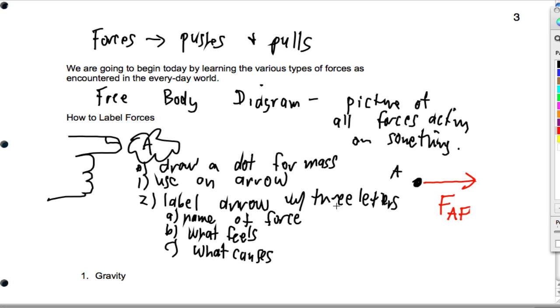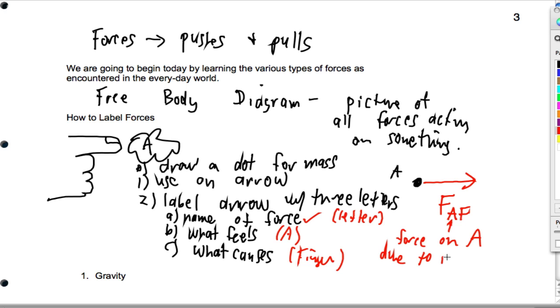So again, this is something you're going to have to memorize. You draw a point for the mass. You name the force with a letter. What feels the force, which is A. This blob A is feeling the force. And what causes it, which is the finger. So again, this is the force on A due to my finger, and that's how you read it.